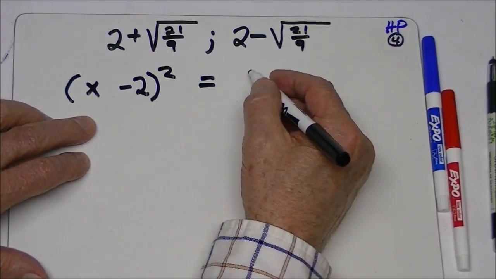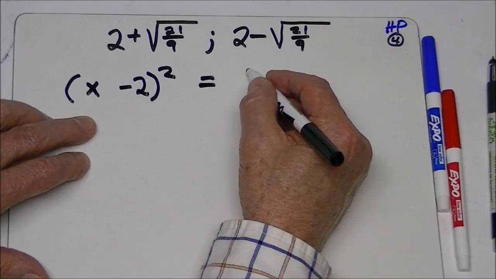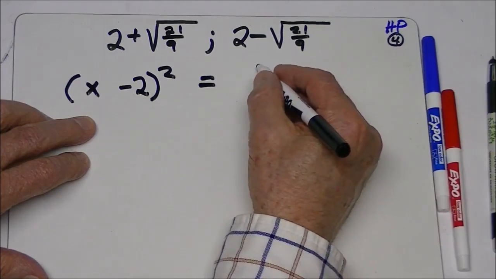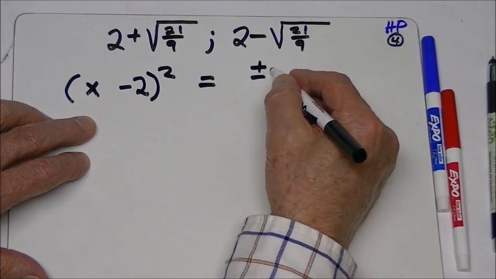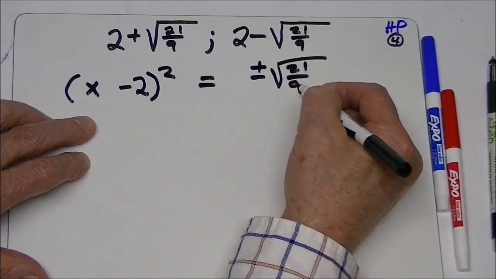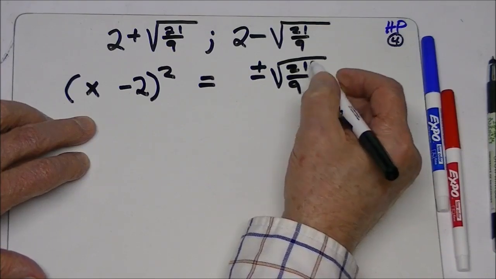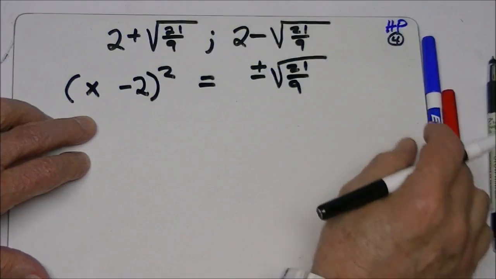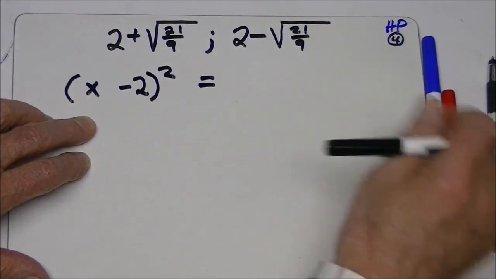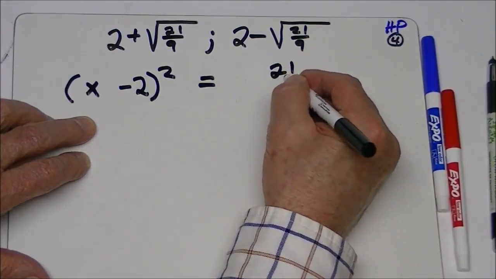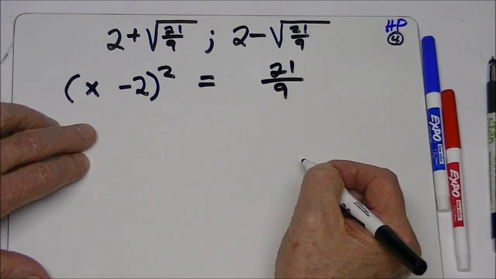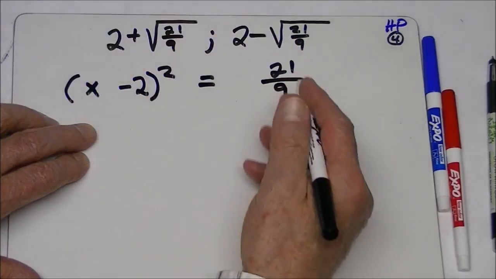So we're going to see what we had over here. Now over here we would have had a plus or minus the square root of 21/9, but without the radical sign. So we'll take away the radical sign and we'll just put 21/9 there. And now we'll keep undoing things.